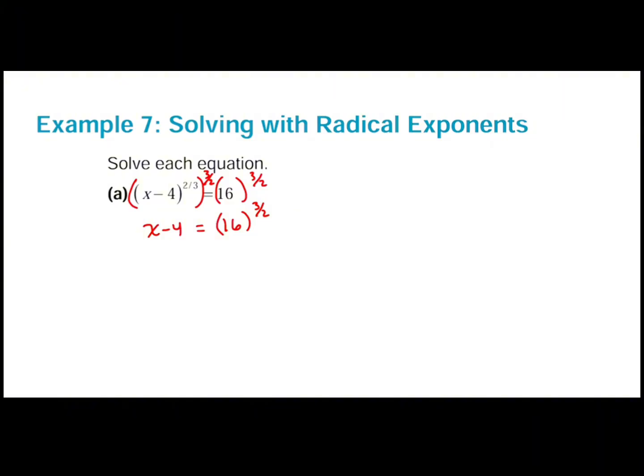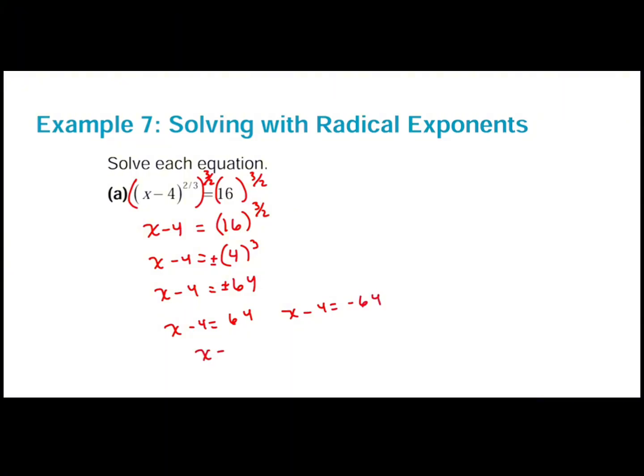So the best way that I know to do this is take the square root of 16. So I'm going to have x minus 4 is equal to 4 raised to the 3rd, and so x minus 4 is equal to 64. Now, when I take the square root, I have to understand that it's plus or minus. So this is going to be plus or minus 64. Therefore, I'm going to have x minus 4 is equal to 64, and then x minus 4 is equal to negative 64.